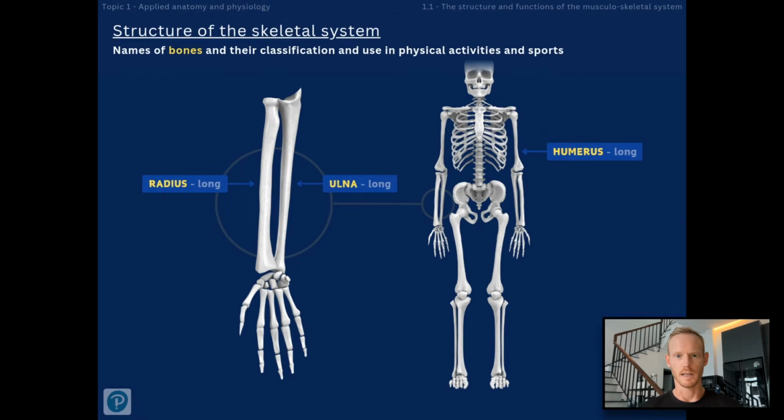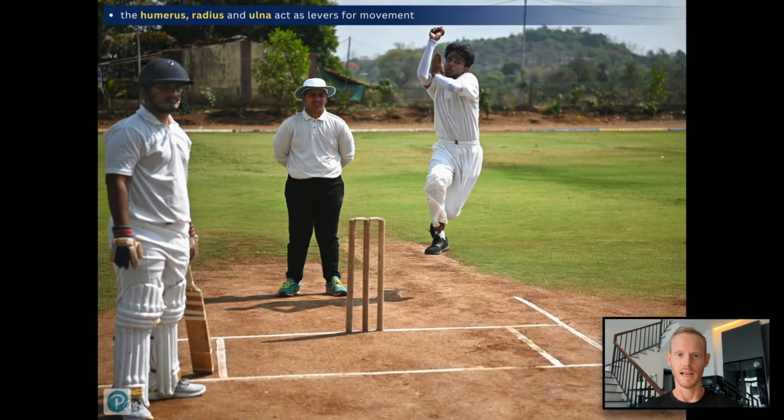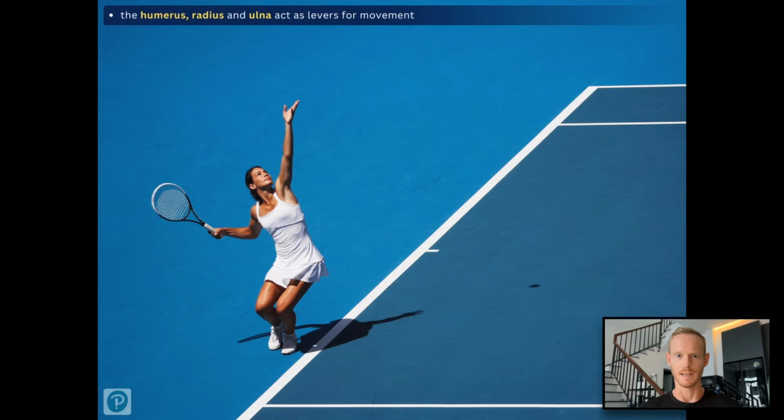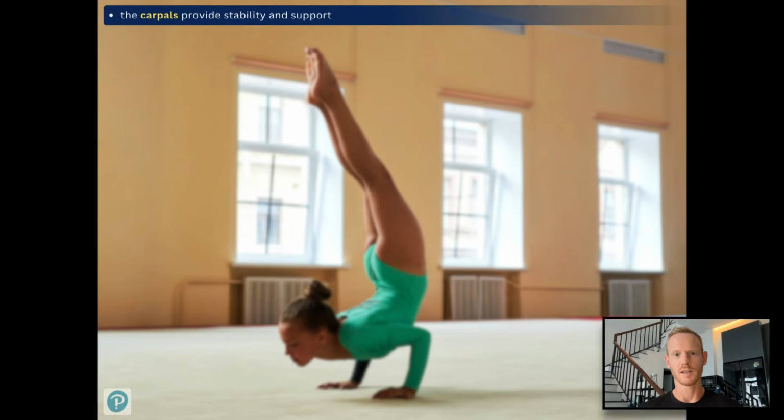The humerus in the upper arm and the radius and ulna in the forearm are long bones. Note that the radius is the one that sits in line with the thumb. Their role is to act as levers, enabling large gross movements like bowling in cricket or serving in tennis. The carpals in the wrist are short bones. They enable fine controlled movements and provide stability and support, for example when performing a handstand in gymnastics.